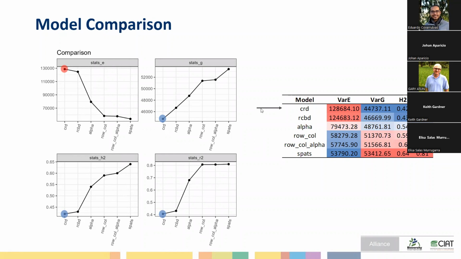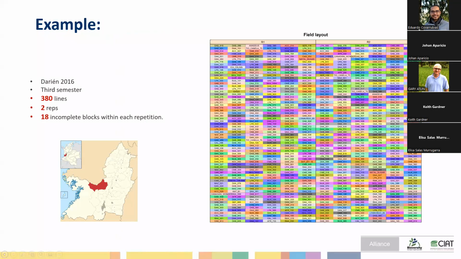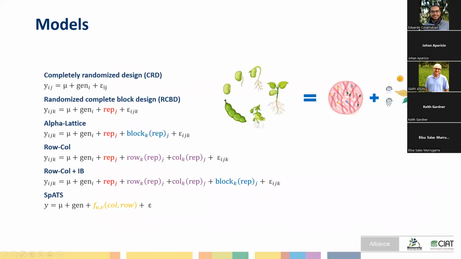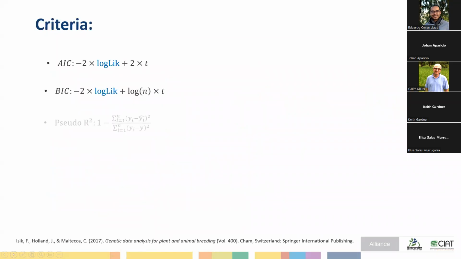I see another question. Can you explain why heritability increases as you include reps and block effect? Look at this, this is the model comparison. Here I have CRD, RCBD, alpha, row, column. This is the way that I analyze the data set. I have one data set, but I analyze it in different ways. For example, I include the column, the rep, the incomplete block, these nested factors, and these combined things. It's originally an alpha lattice design, but I analyze it in different ways.